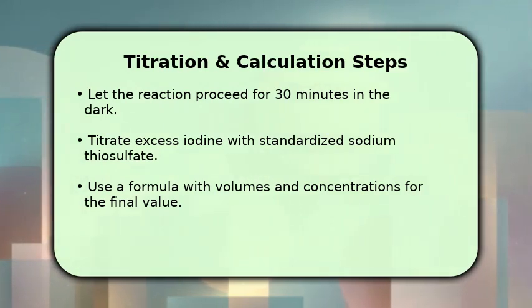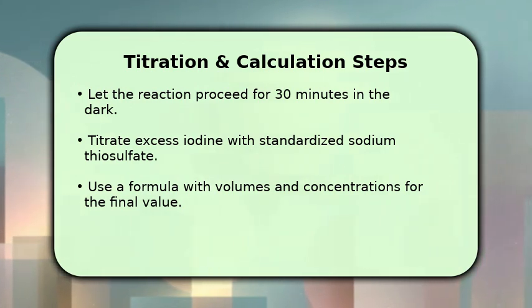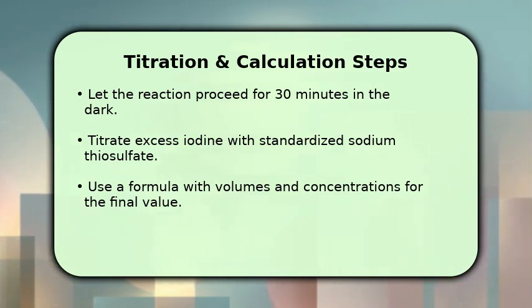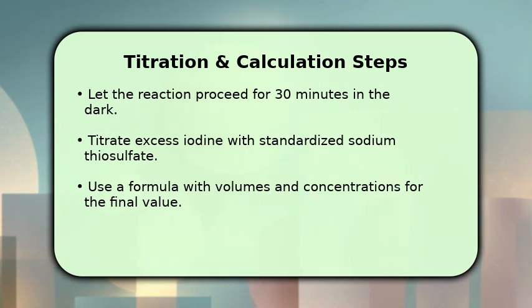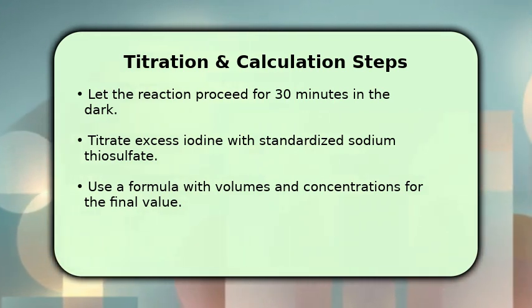Then, add 10 milliliters of 15% potassium iodide solution and 100 milliliters of distilled water. Titrate the liberated iodine with a standardized 0.1N sodium thiosulfate solution. Add starch indicator near the end point and continue titrating until the blue color disappears.